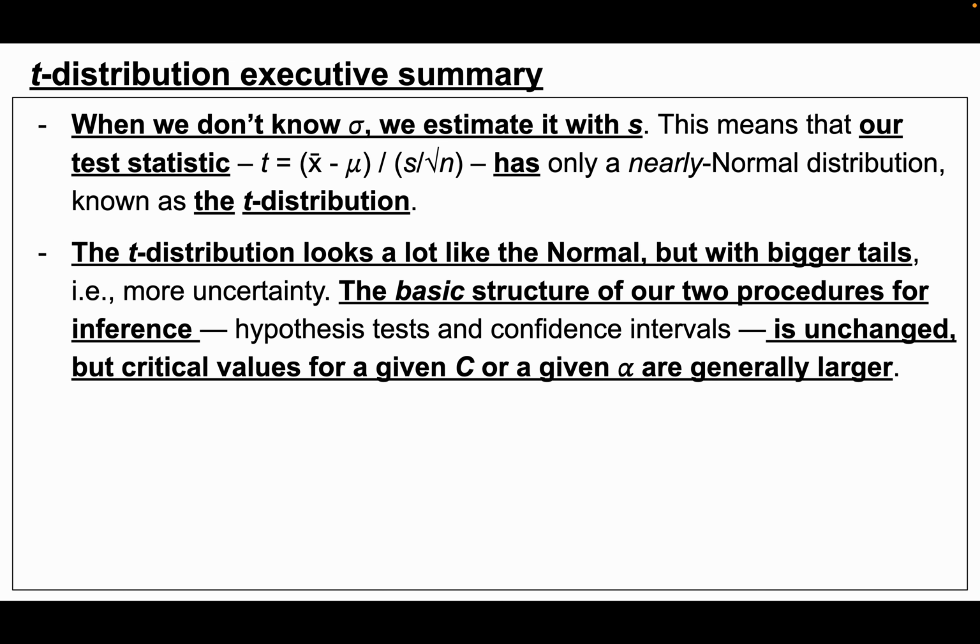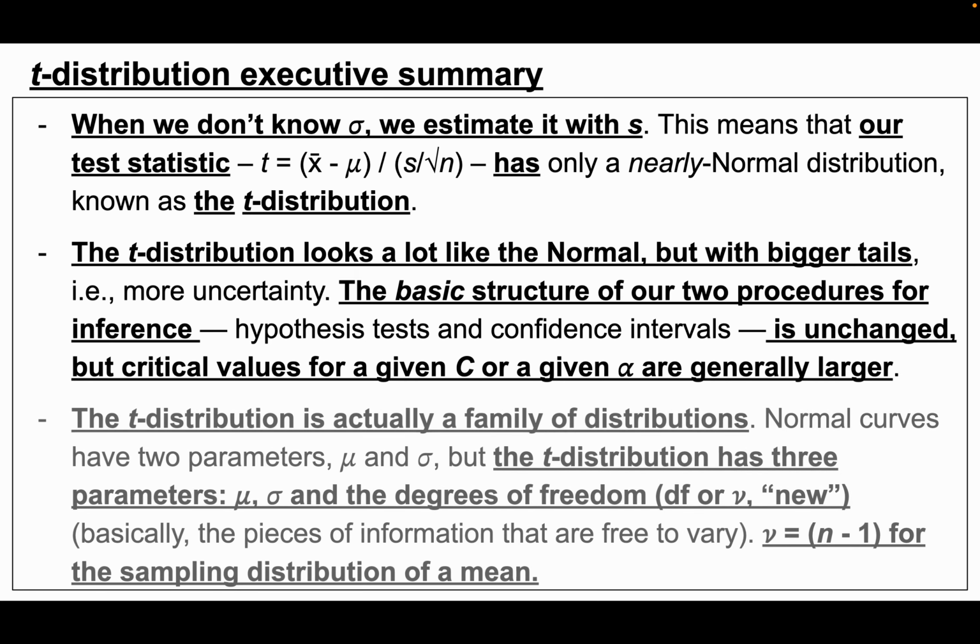So the t-distribution looks a lot like the normal, but it's got bigger tails, or more uncertainty. The basic structure of our two procedures for inference, which are hypothesis tests and confidence intervals, will be totally unchanged, but the critical values for a given level of confidence or a given alpha, which again, those are basically complements of one another, are generally larger.